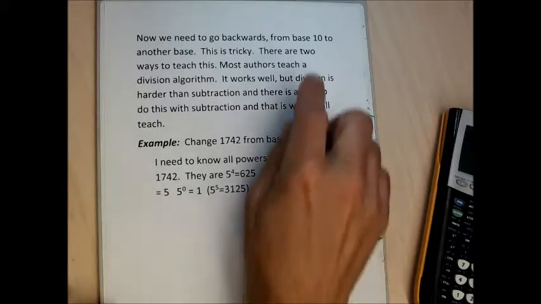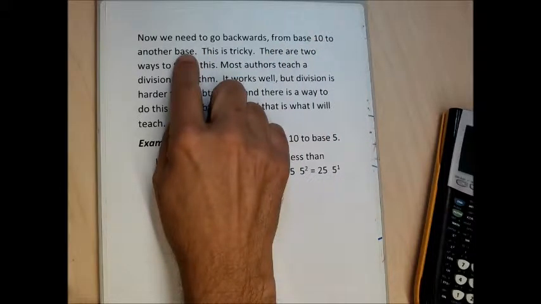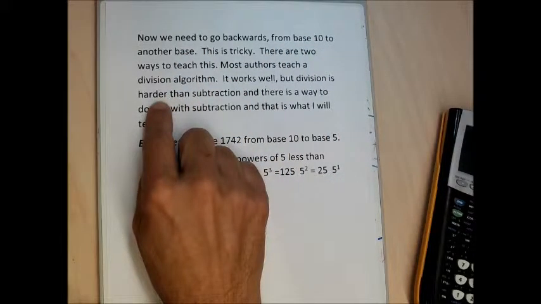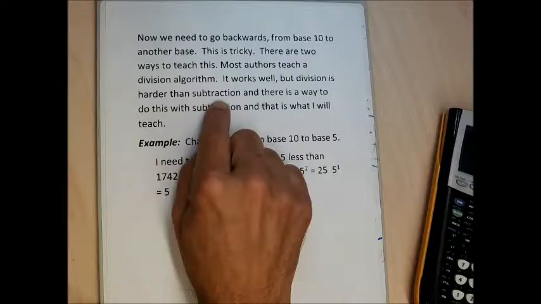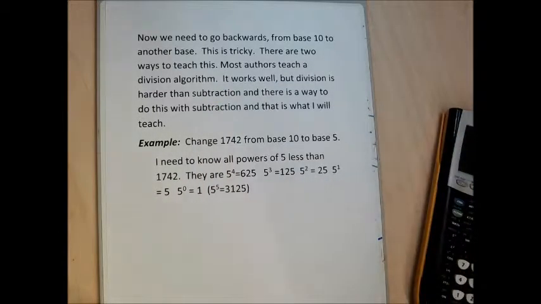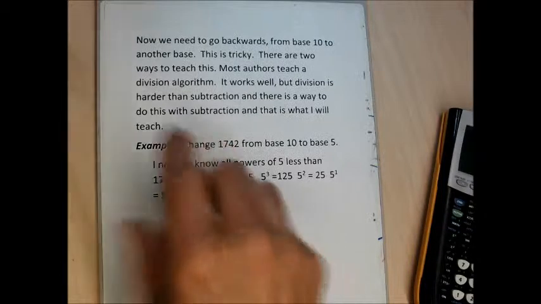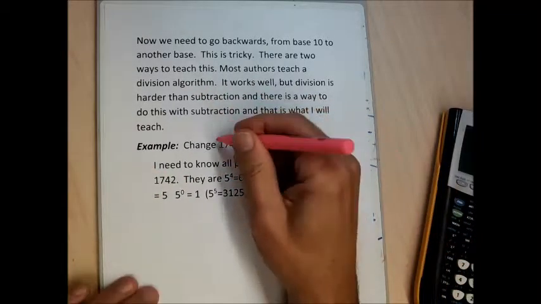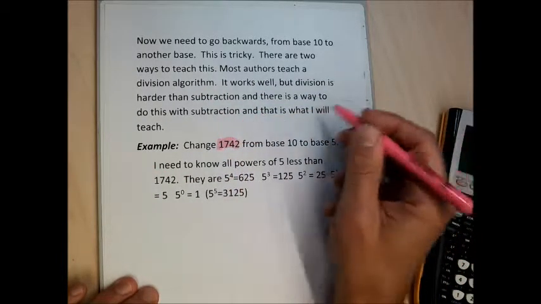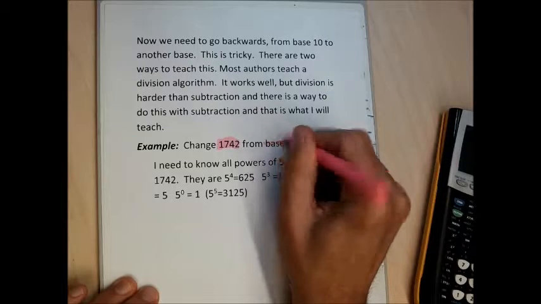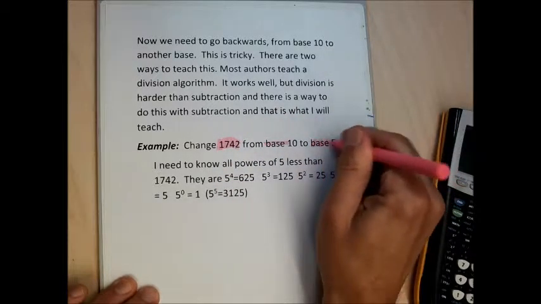There are 2 ways I know to convert from base 10 to a base other than 10. One is using division, and the other is using subtraction. For me, subtraction is easier than division, in terms of my students doing better. So my first example is I'm going to convert 1,742, a base 10 number, into a base 5 number.